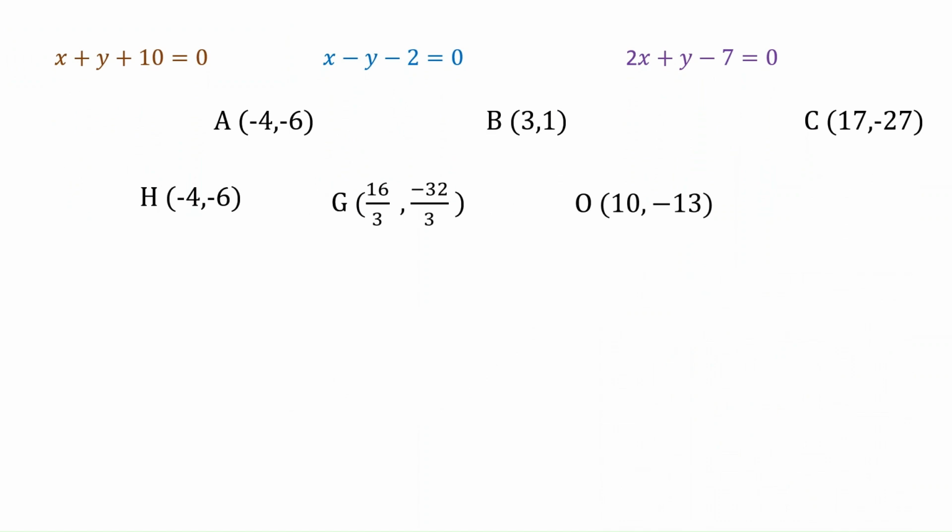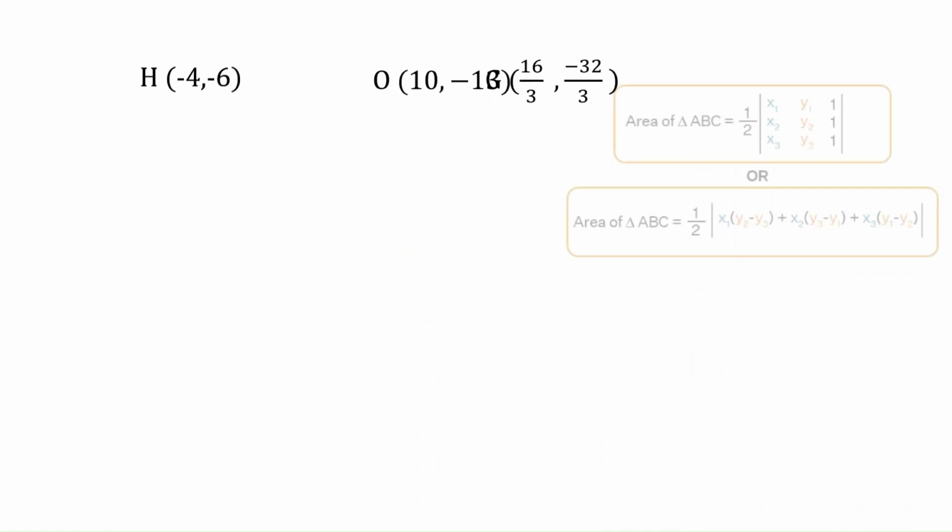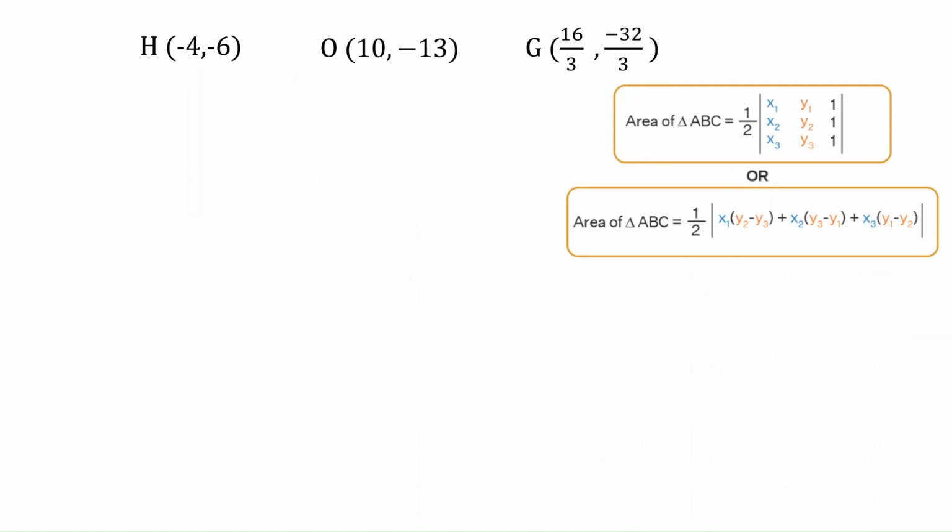Now we will try to prove the second key point we have seen in the previous video, that is orthocenter, centroid and circumcenter are always collinear, and the centroid divides the line joining orthocenter and circumcenter in the ratio of 2:1. Both these points we'll look into. When we say the points are collinear, we just have to find the area, and if the area is equal to 0, it means they are collinear. Use the formula and find the area of the triangle.